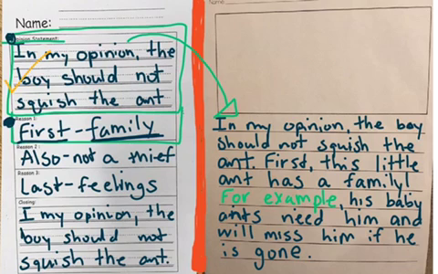So there is my first statement of my opinion and my first reason with a good example. And I included that phrase, for example. So let me go back and reread this. Follow along with my pen. I'm going to put a little dot under each word.